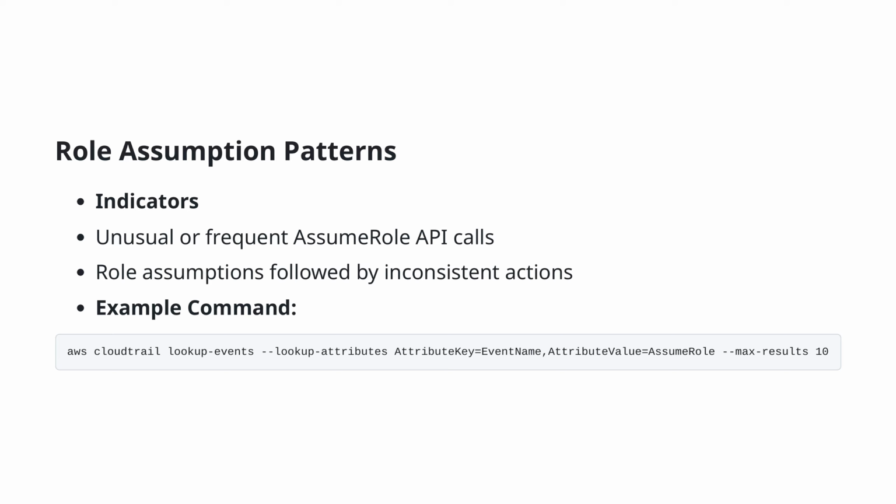To identify these patterns, you can use a command like the following example: aws cloudtrail lookup-events --lookup-attributes AttributeKey=EventName,AttributeValue=AssumeRole --max-results 10. This command lets you query AWS CloudTrail to find recent assume role events, helping you monitor and investigate any anomalies in role usage. Monitoring these patterns is key in maintaining the integrity of your IAM setup.